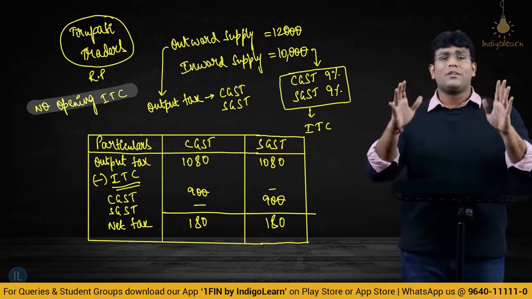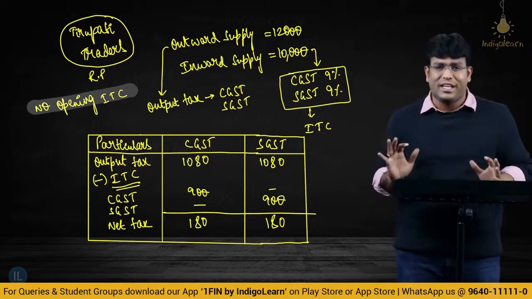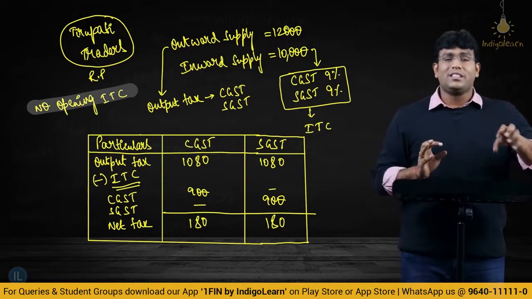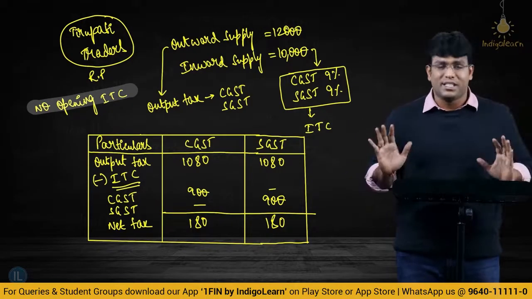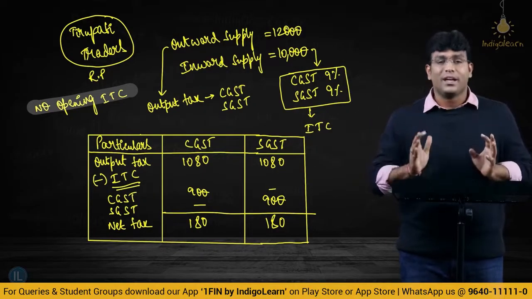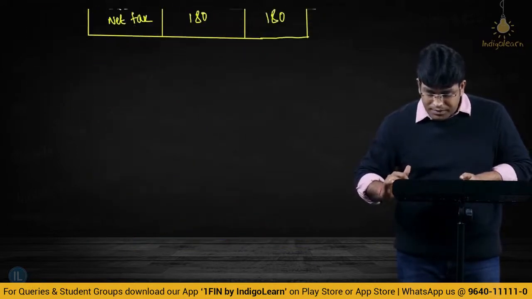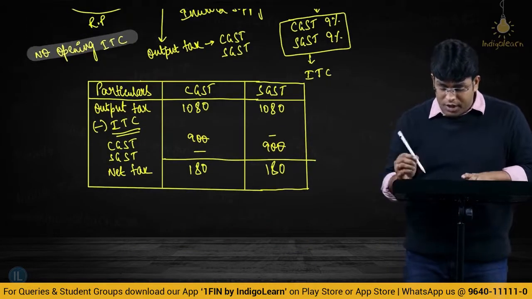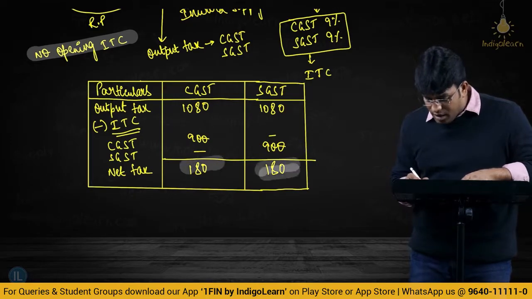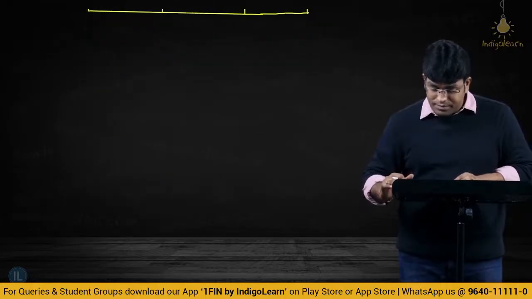So the only thing we have to bear in mind is that IGST can be used for IGST, CGST, SGST. CGST can be used for CGST and IGST. SGST can be used for SGST and IGST. Bear these points in mind, your answers will come. Getting clarity, friends? Now, let's move on to the discussion. So in this problem, my dear friends, what is the final net tax? 180 and 180, that is what we need to pay.